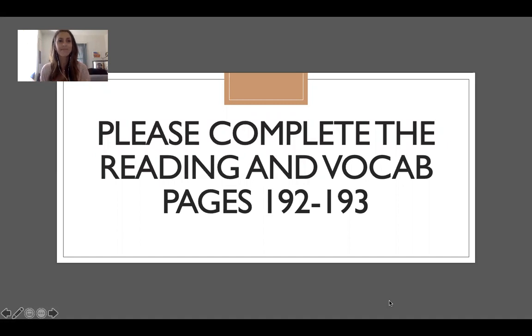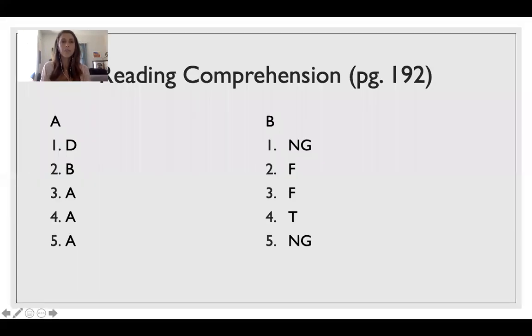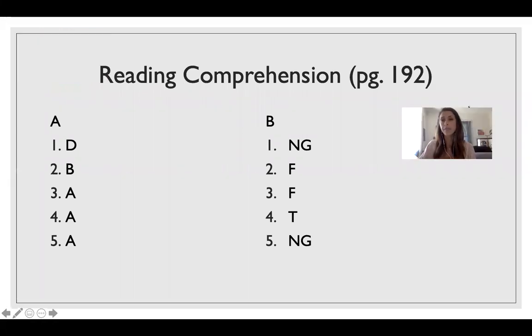Perfect. Okay, so at this point, you have already read Unit 12A and you have completed the reading and vocabulary exercises. So we're about to go through the answers. If you have not completed this, please pause the video and go back and complete it. So here's the reading comprehension. We are on page 192. So the first question is, what point does the author wish to illustrate through the opening scene of monks watching the boy dance? The answer is D, because Bhutan is a country where the modern and the traditional mix.